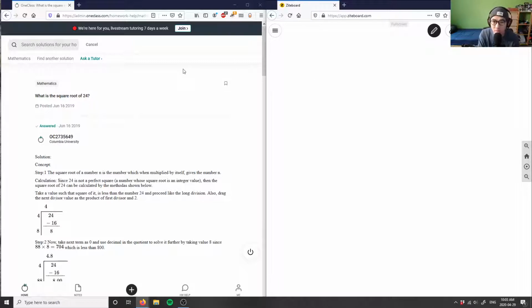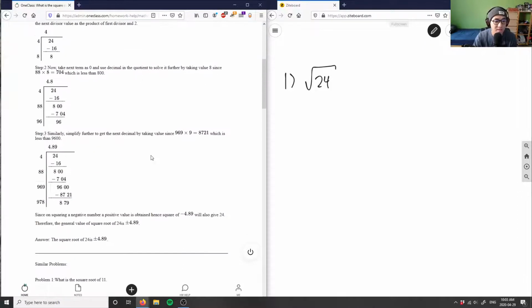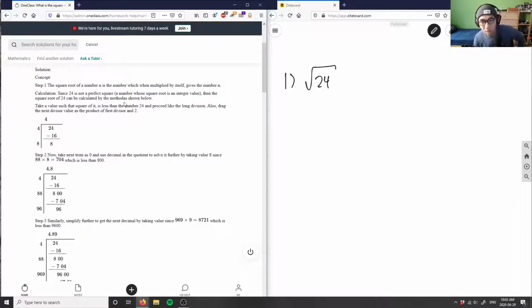So it says, what is the square root of 24 here? There we go. And this solution here is calculating the exact decimal place of the square root of 24, and I'll walk you through the solution as well. But I'm also going to show you what the simplified form of root 24 is.